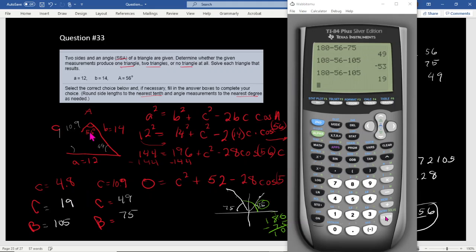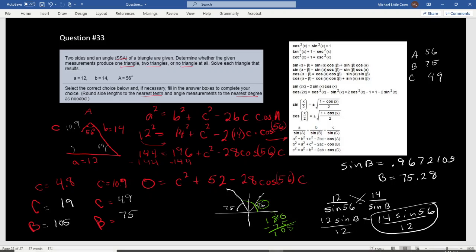And you can see that the side opposite A is 12, and A is 56, so there's this relationship between them. And then B is 105, and its side is 14. C is obviously a lot less. So the smaller angle gives us a smaller side. Okay, and those are the answers.